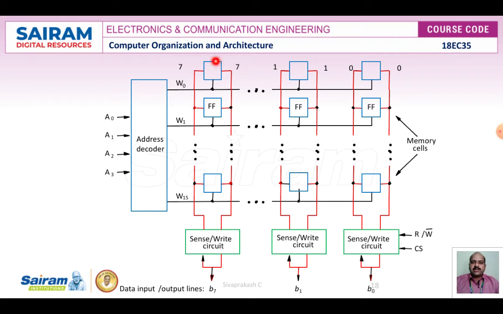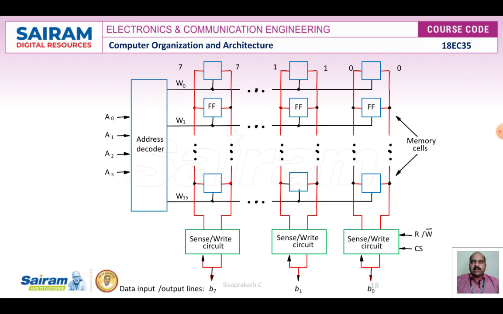Okay, so each cell is constituted with a memory word line, storing the capability to store one bit of data. This is driven by the address decoder. All these word lines are driven by the address decoder, which has a 4-bit input line, A0, A1, A2, A3.